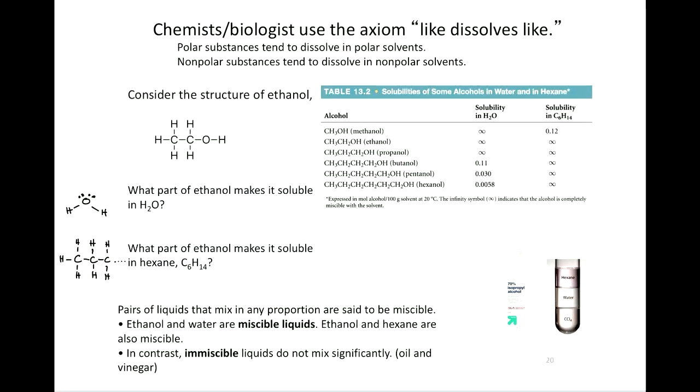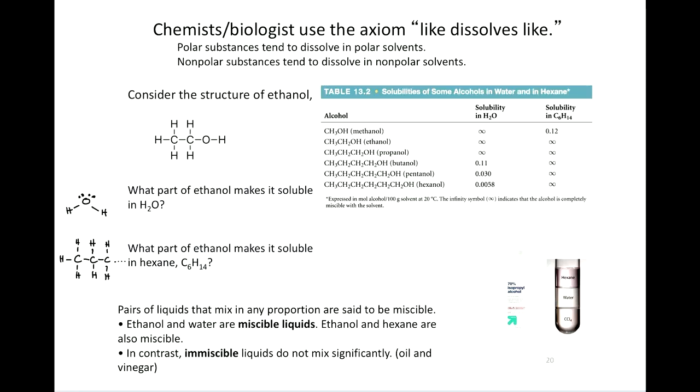Okay, what did we learn Tuesday? That I don't like the statement, the axiom, like dissolves like. I mean, biologists use it, but to me it's an oversimplification. So really I think what they truly mean is, polar substances dissolve in polar substances. Non-polar substances dissolve in non-polar substances.